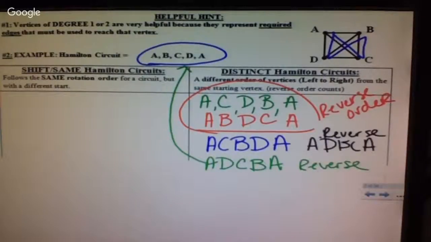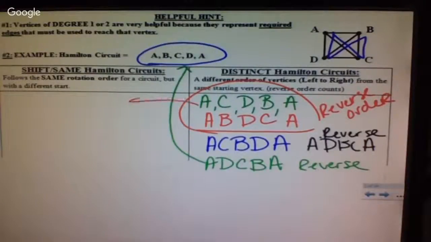Each way is a different way to start at A and get back there. When you're trying to list distinct Hamilton circuits, you always want to start at the same letter, because you can also have a shift circuit. What a shift circuit or same circuit means is I've taken what I originally have, and instead of starting at A, I started it somewhere else, but I'm still going in that same order.